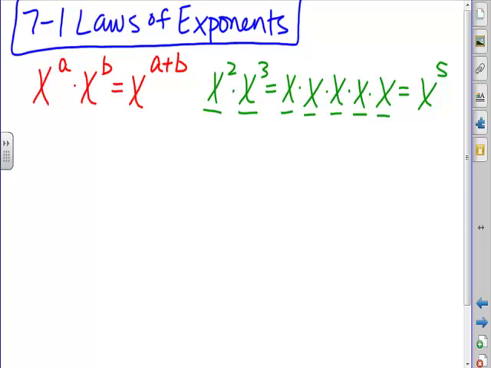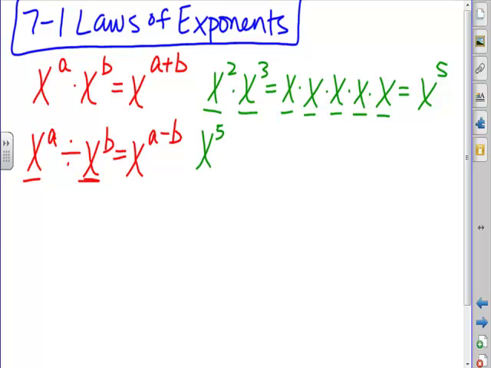Next law, x to the a divided by x to the b is equal to x to the a minus b. Whenever we have powers of the same base, and the same base is important, this can't be x to the a divided by y to the b. It needs to have the same base. All we do is subtract.